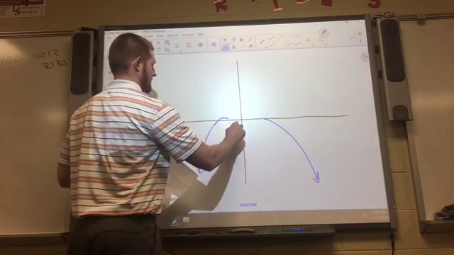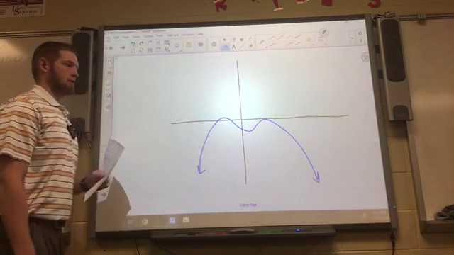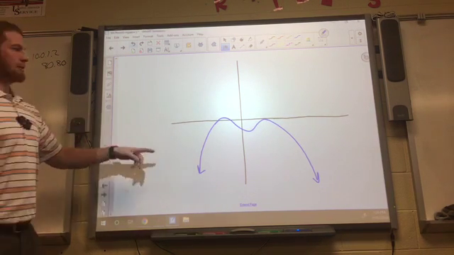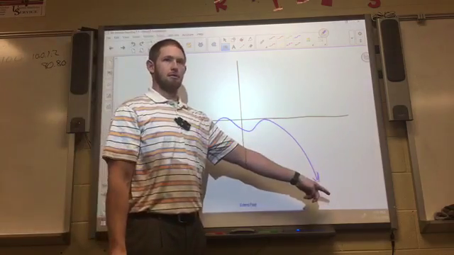If it was a quartic function, it'd look like this. So there's some other things that can be happening in the middle. But what I do know is if the degree is even and the leading coefficient is negative, both sides are going down at the end.